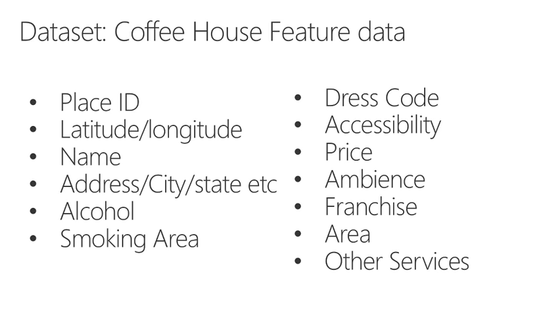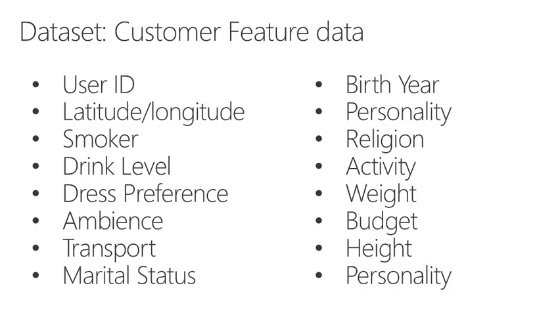So we'll combine this data along with the customer feature data, because every user, besides the location they're living in, also has some preferences. Maybe they are a smoker, they have a different drink level, or a dress preference. They like to use transport, or they don't, they have a different personality. So, based on some user ratings, we're going to use the customer feature data and the coffee house feature data to create a recommendation to the user on which coffee house they should visit next.